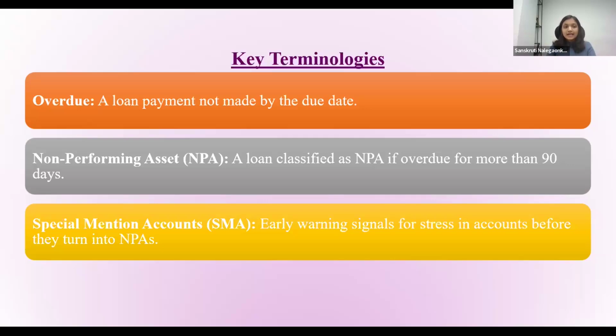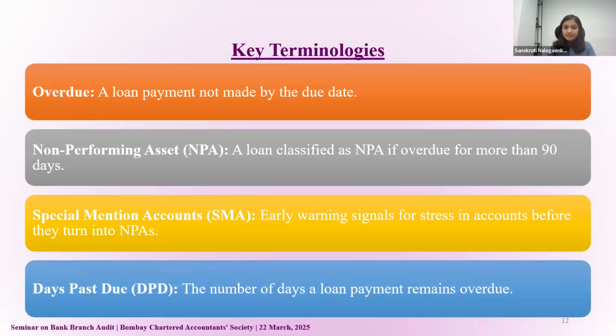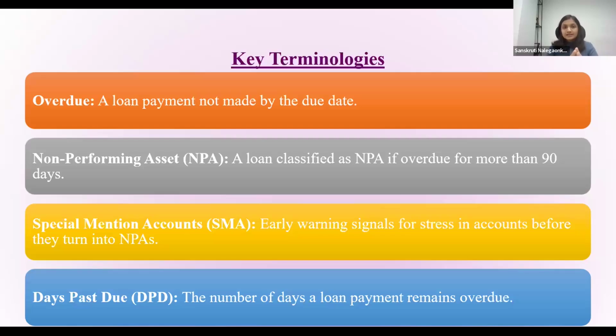The next is days past due, that is DPD. The DPD refers to the number of days a loan payment remains unpaid beyond the due date. For instance, if your EMI was due on March 31st and you still have not paid it by April 15th, the DPD count will be 15 days past due. That is DPD 15.